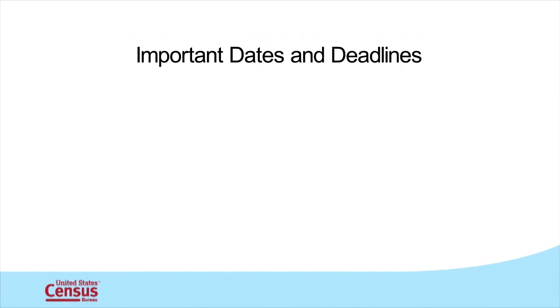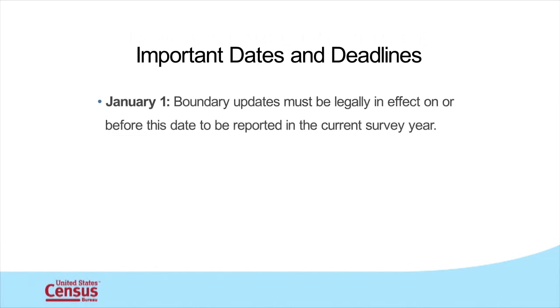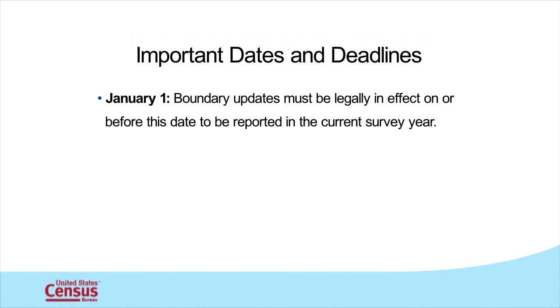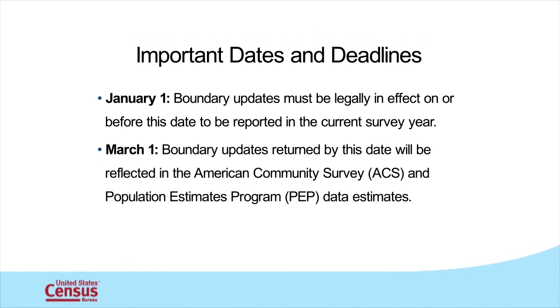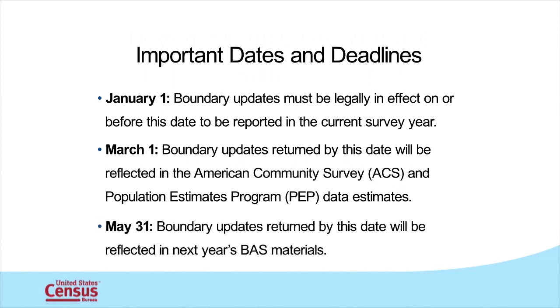Now we will review some important dates for the BAS. Boundary updates must be legally in effect on or before January 1st to be reported in the current survey year. Boundary updates returned by March 1st will be reflected in the ACS and PEP data estimates and in next year's BAS materials. Boundary updates returned by May 31st will be reflected in next year's BAS materials.